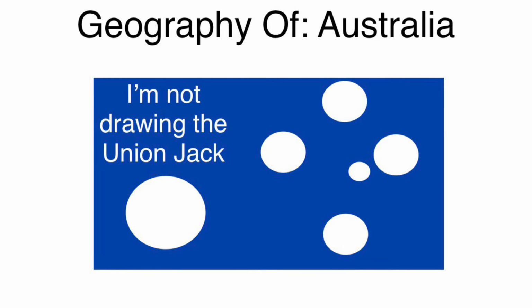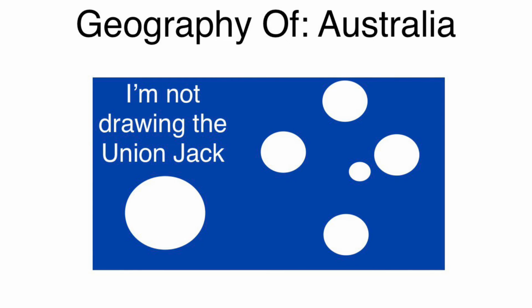Around 85% of Australians have European descent. 12% identify as Asian, mainly from China and India. 1% of the population identify as Black, while 3% of the population identify as Aboriginal or Aborigine.